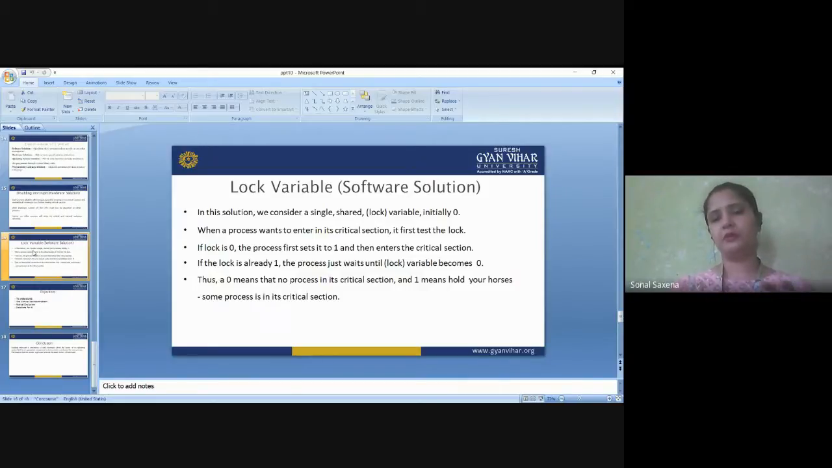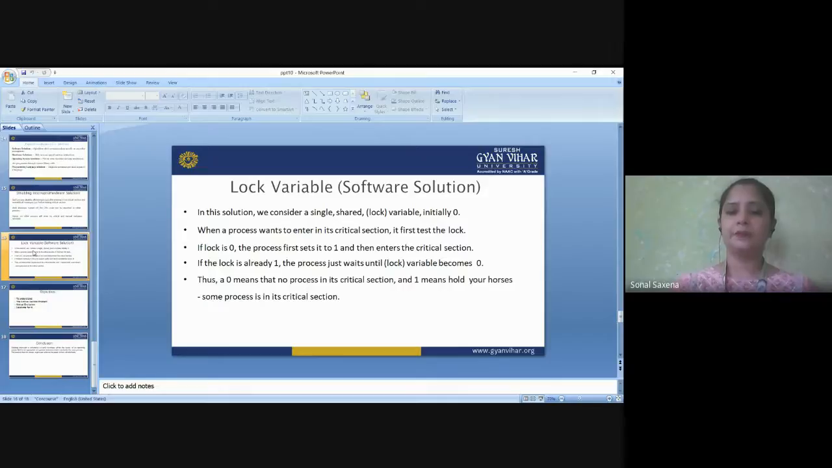Now, if the value of the lock variable is 0, then the process will enter its critical section, and once it enters, what does it do? Just like disabling interrupts in the hardware solution, here it won't disable the section. What it would do is change the value of the lock variable from 0 to 1. So 1 will always signify that your critical section is already engaged, and it will not allow any other process to come inside.